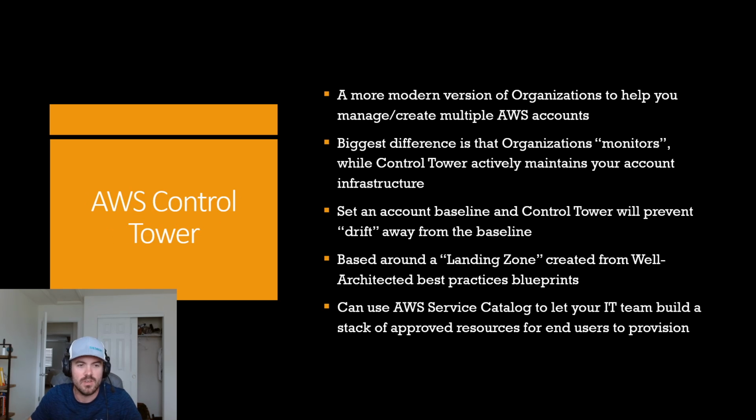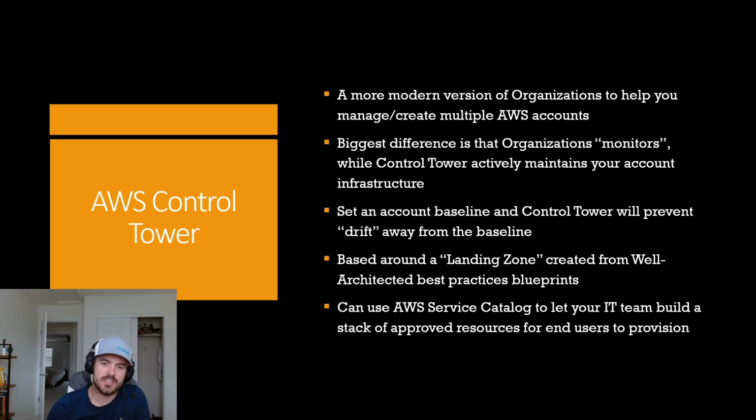All right. So AWS Control Tower is a more recent service. It was basically designed to be a more modern version of organizations that, again, helps you manage and create multiple AWS accounts. The biggest difference, though, is that organizations really just monitors your accounts and says what's possible and sees what's going on with the billing and all that. But Control Tower can actively maintain and manage your account infrastructure. Okay, so you can set an account baseline, and Control Tower will basically prevent drift away from the baseline.